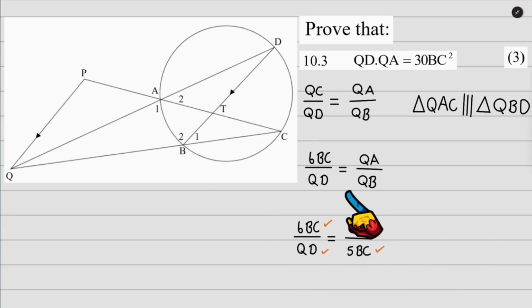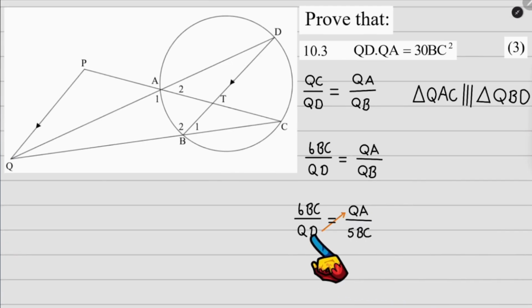So when all the ticks have been done, I'm going to cross multiply. So I'm going to bring this up to that side, and I'm going to bring this up to that side. And when I bring them up, I multiply. Okay, let's start by bringing that QD up. That's just going to give me QA times QD. Once that's out the way, I'm going to bring this 5 BC up.